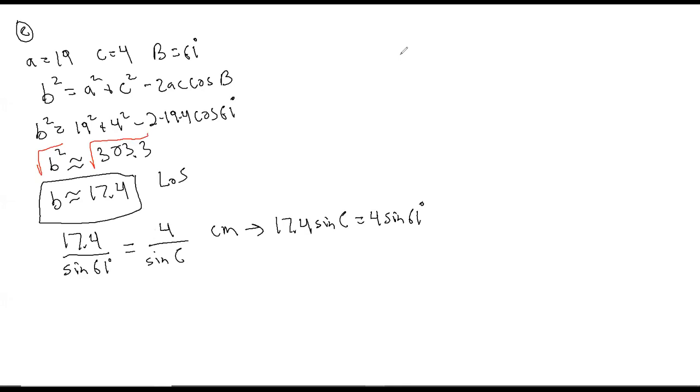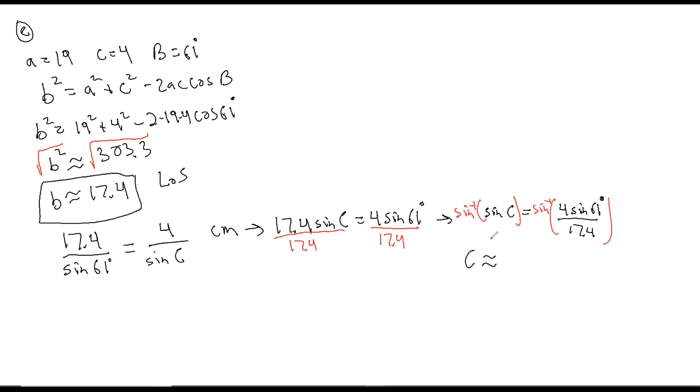We got to isolate that C, which means ultimately we'll have to do an inverse sine, but not yet. We got to divide by that 17.4 first. So I'm going to leave a little space. That'll give us sine of C equals 4 sine of 61 degrees over 17.4. Then we take our inverse sine of both sides. Again, some people don't show this step, just like some people don't show adding 5 to both sides. Some people don't show dividing by 17.4 on both sides. It's up to you how much work you're showing.